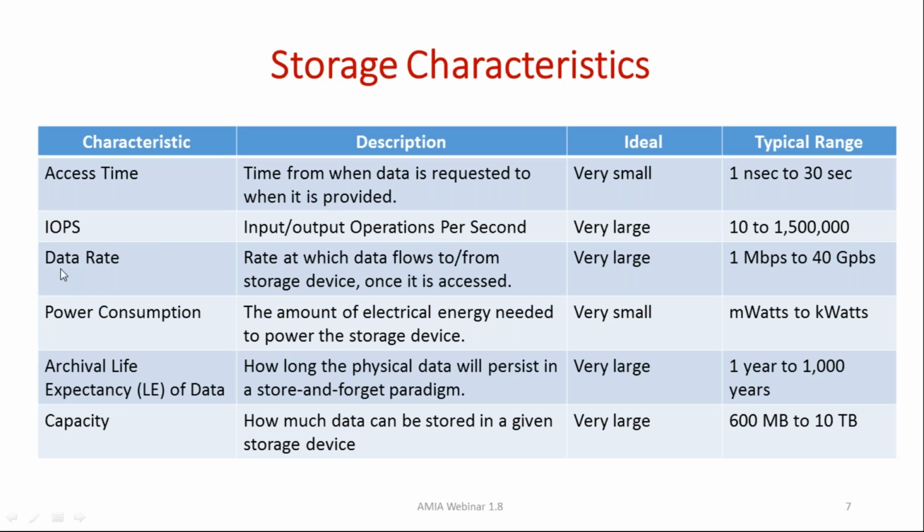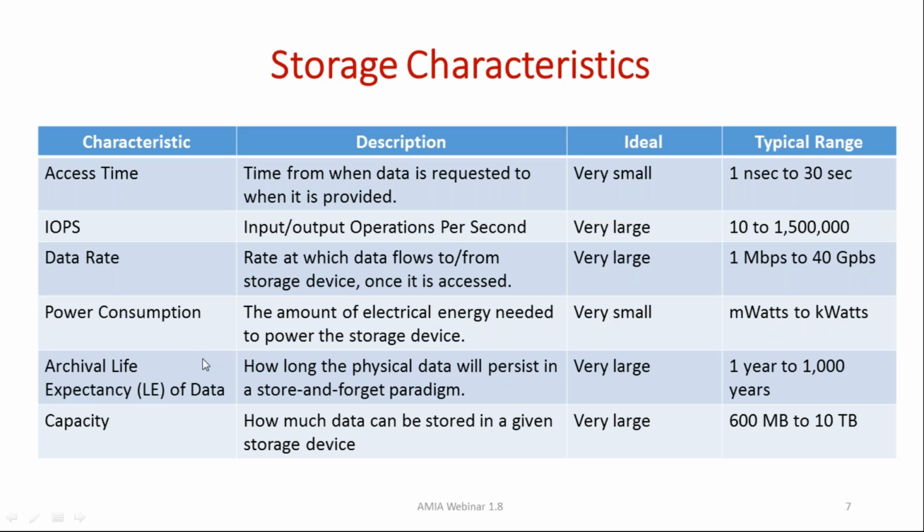Another thing is the data rate, which is the rate at which data flows to and from the storage device. We want that to be very large. Typically it ranges from 1 megabit per second to up to 40 gigabits per second. Sorry about that problem there. It should be bps, not PBS. Power consumption. We want that to be very small. It's the amount of power that a particular storage device uses, and that can range from milliwatts to kilowatts depending on how much storage and how fast things are.